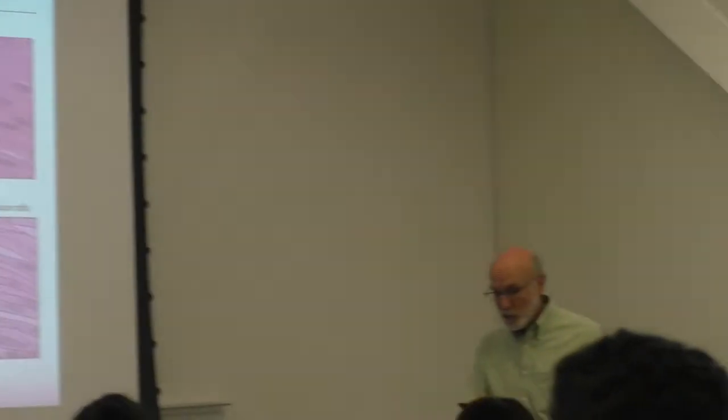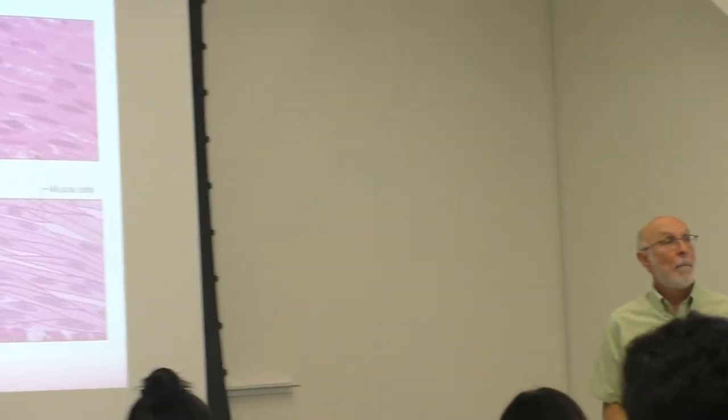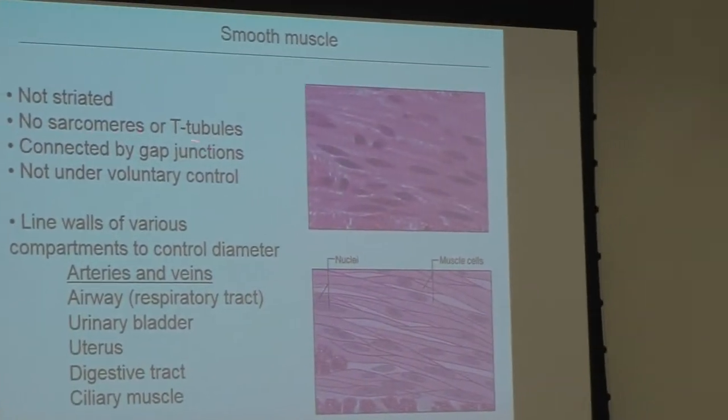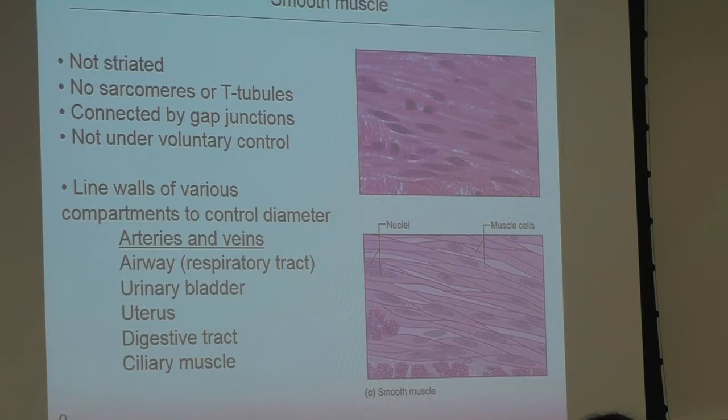Smooth muscle is not striated, so it doesn't have Z discs and it doesn't have T tubules. So it's unlike cardiac muscle. But like cardiac muscle, smooth muscle cells are connected by gap junctions. So when one smooth muscle cell depolarizes and gets calcium and contracts, its neighbor is going to do the same thing. So it's coordinated kind of the same way that cardiac muscle is.